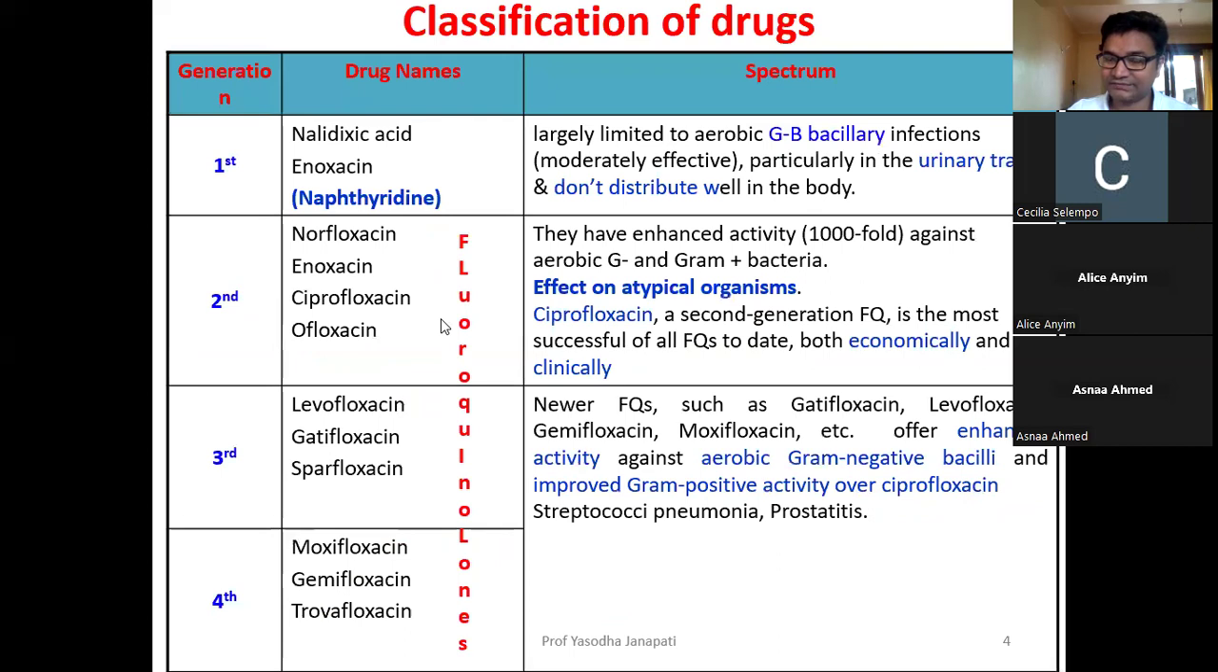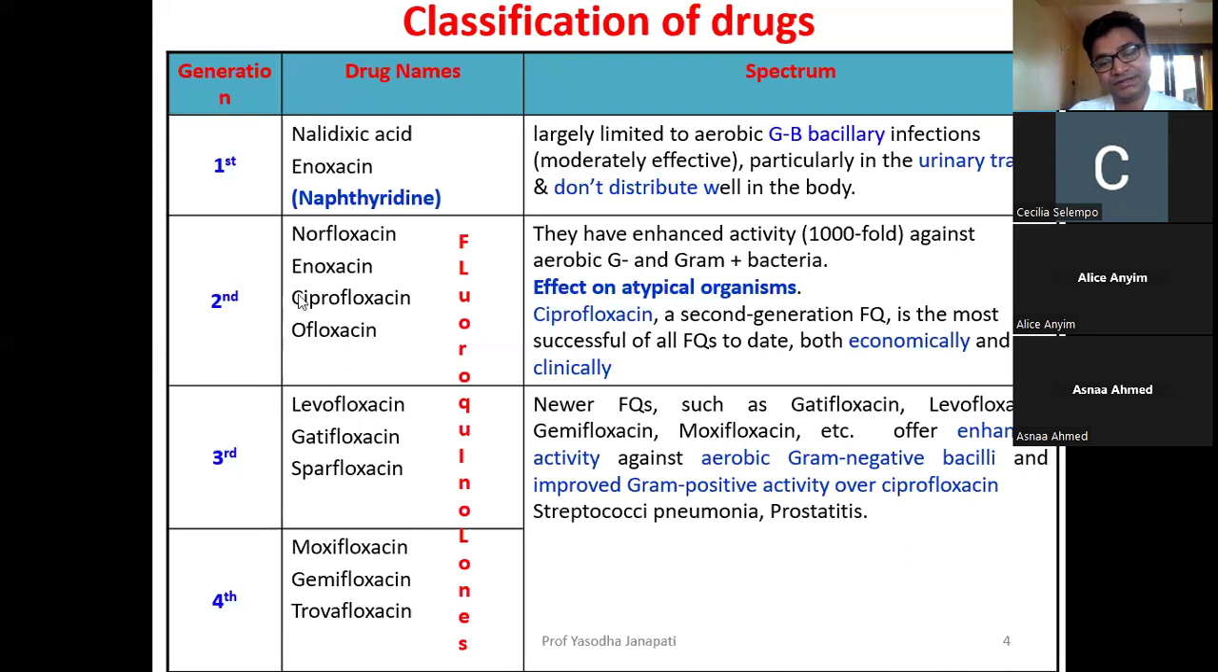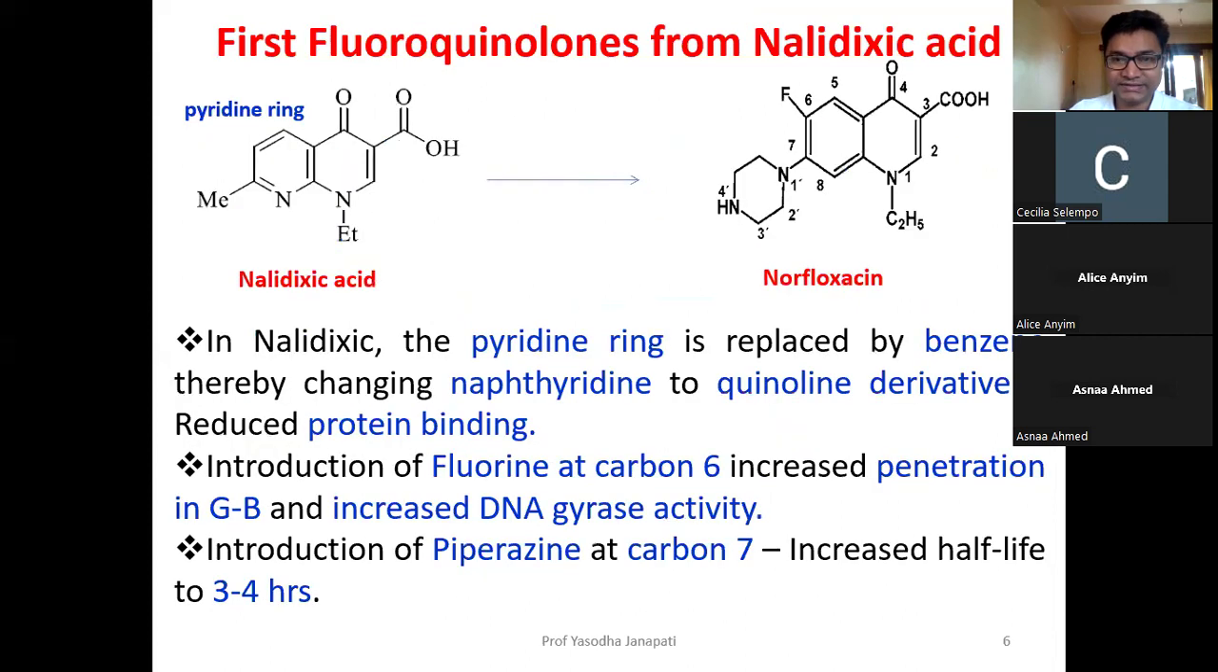All this we have learned, and we have classified first generation, second generation, fourth generation quinolones drugs. Except enoxacin, all the remaining drugs contain a fluoro group on the 6th carbon atom. On the 6th carbon atom, we have a fluorine group. So this is nalidixic acid.